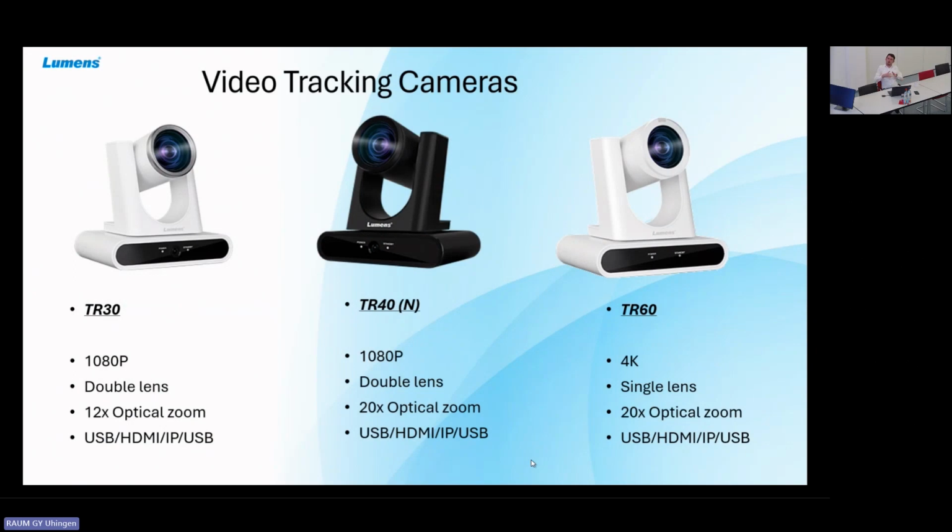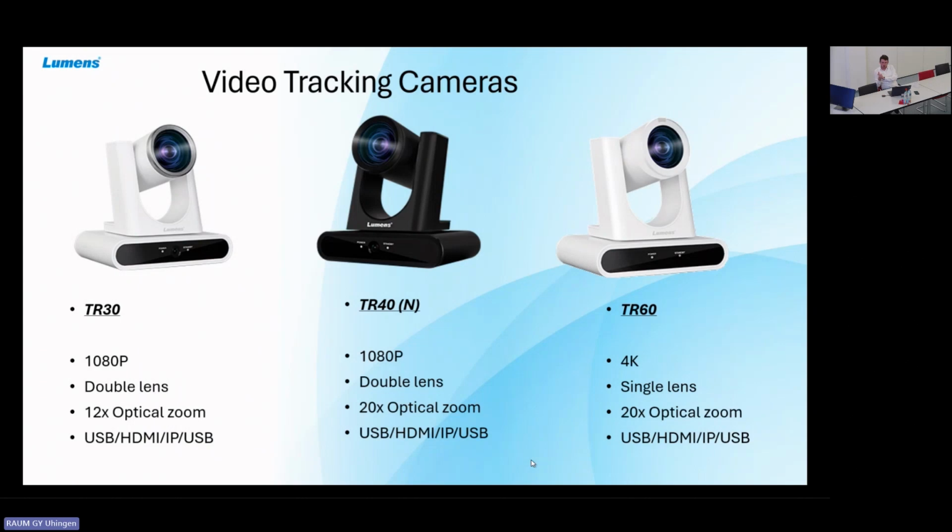To start, I want to say the current lineup of our tracking cameras. So the oldest one is the middle one. The TR40 is roughly 1.5 years old. 2 lenses, 20 times optical zoom, full HD. We choose most of our cameras double lens because it has less possibility to fail because the bottom camera will control the top camera.